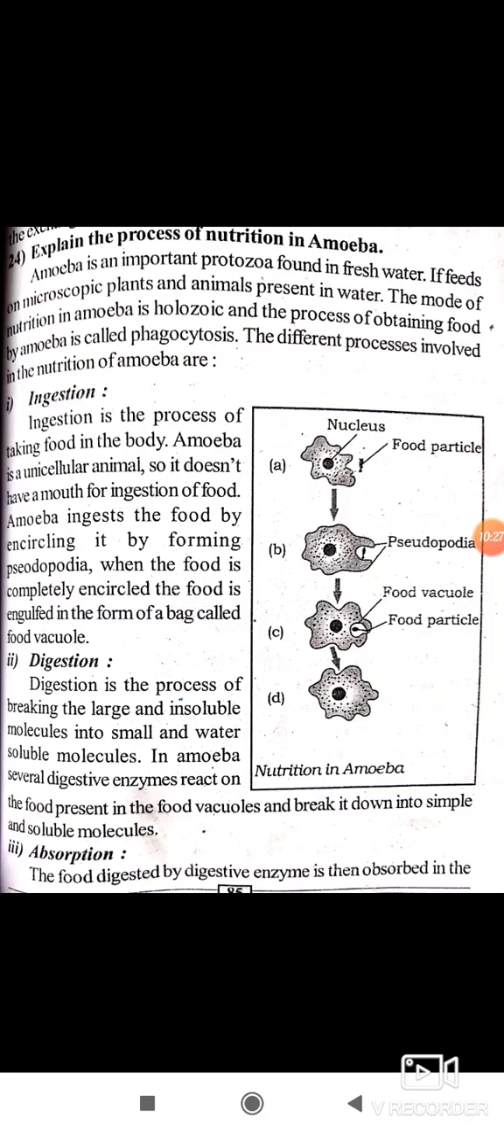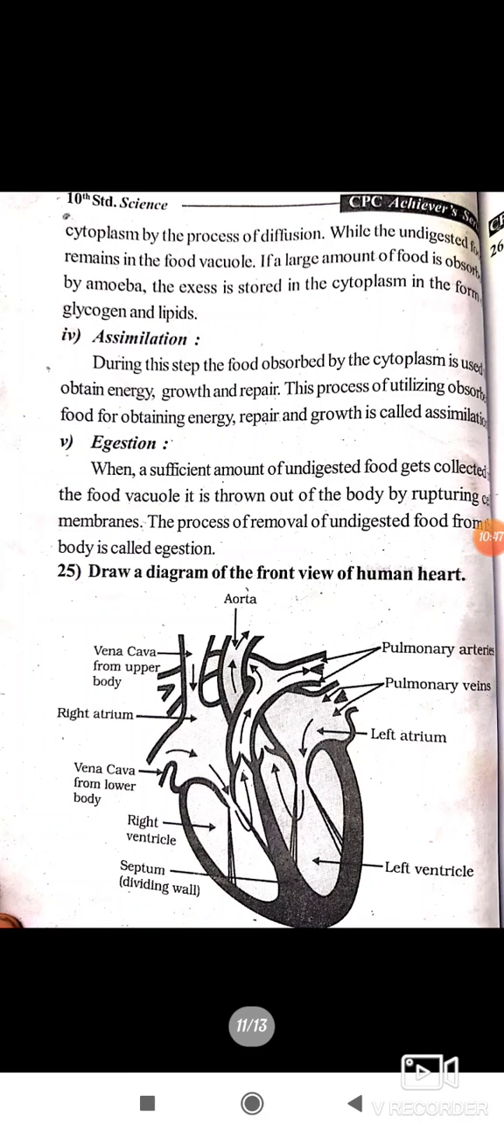In amoeba, several digestive enzymes act on the food present in the food vacuoles and break it down into simple and soluble molecules. And absorption. The food digested by digestive enzymes is then absorbed in the cytoplasm by the process of diffusion, while the undigested food remains in the food vacuole. If a large amount of food is absorbed by amoeba, the excess is stored in the cytoplasm in the form of glycogen and lipids. And then assimilation.